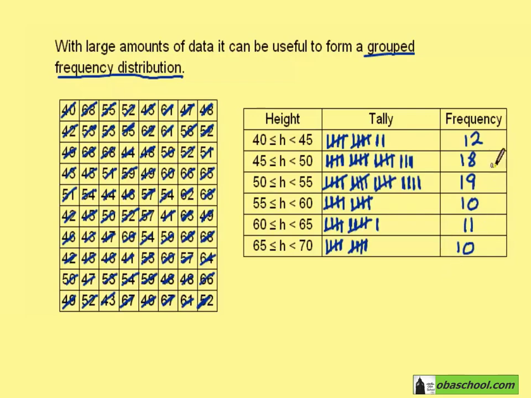Let's move on a bit to a stage where we've actually completed our frequency table. Quite often, when we're presented with a grouped frequency table, we're not presented with the original data. The original data is lost to us. So we know, for example, that we have 12 pieces of data between 40 and 45, and 18 pieces of data between 45 and 50. But we don't know all of the original values.